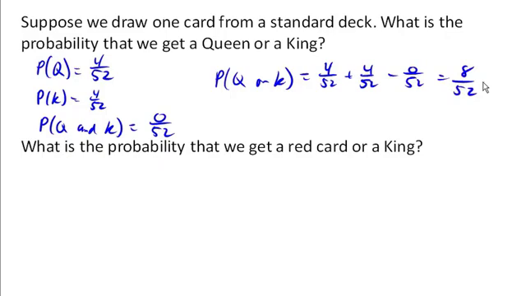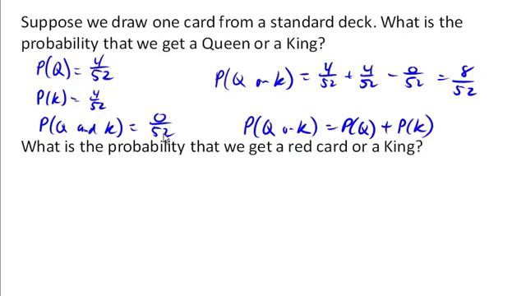The reason that we ended up with this 0 here is because these two events, getting a queen and getting a king, are mutually exclusive. There's no overlap. And so in this simple case of mutually exclusive events, the probability of getting a queen or king is just the probability of the queen plus the probability of the king, again because they're mutually exclusive and there's no overlap. Now, that's not always the case, of course.